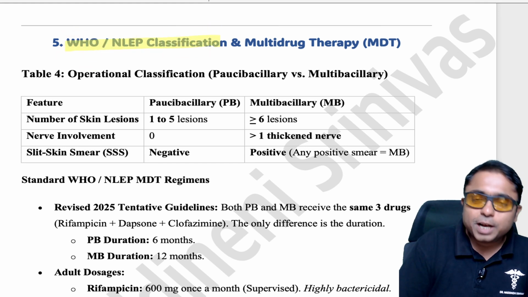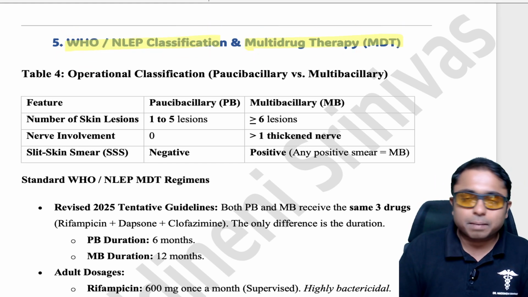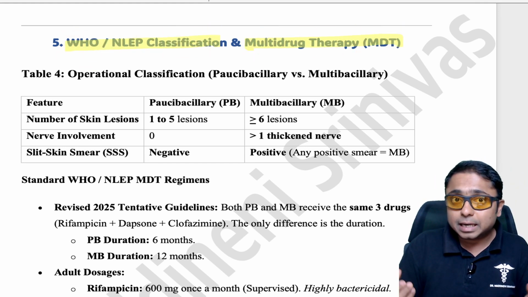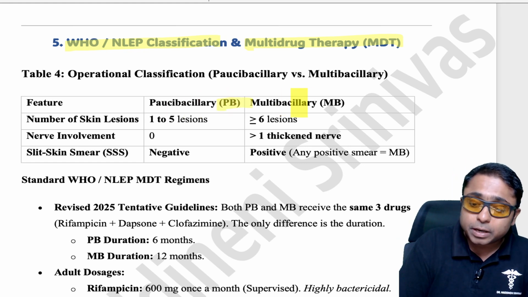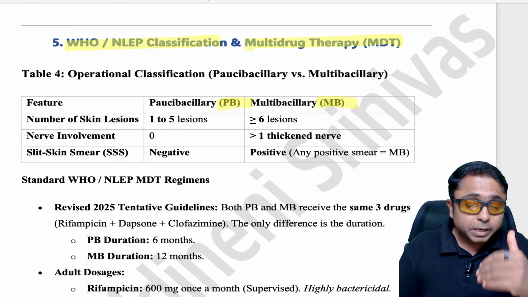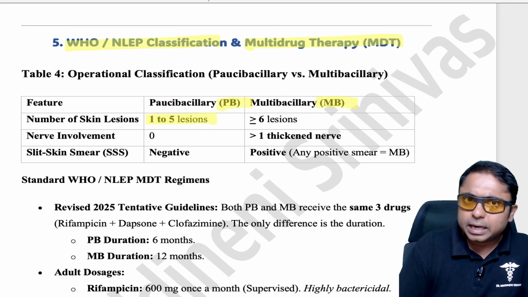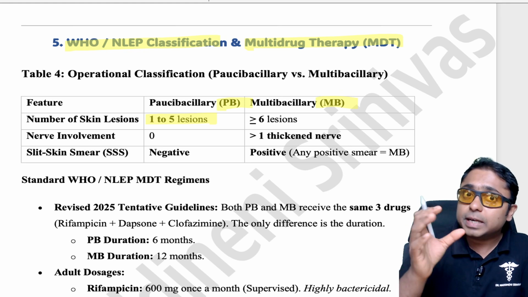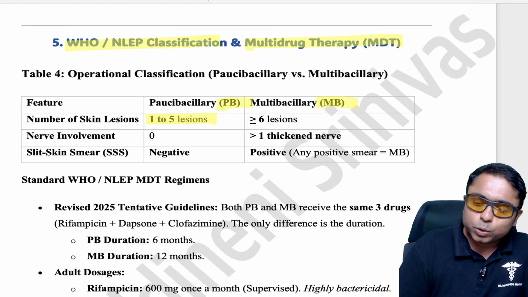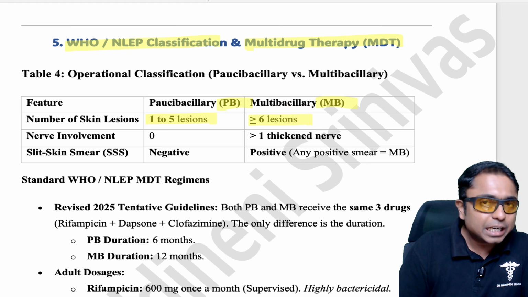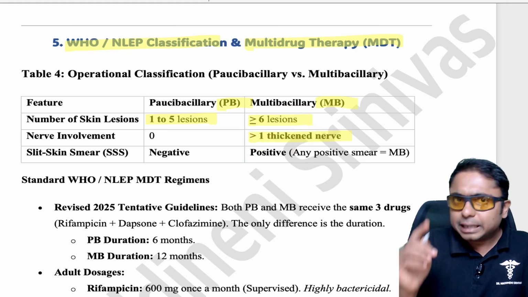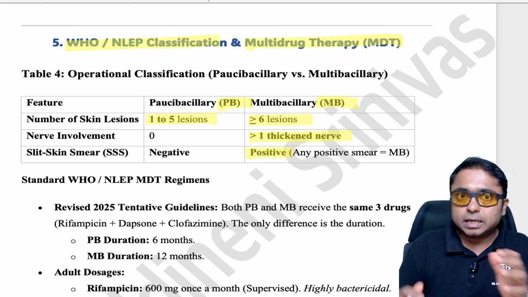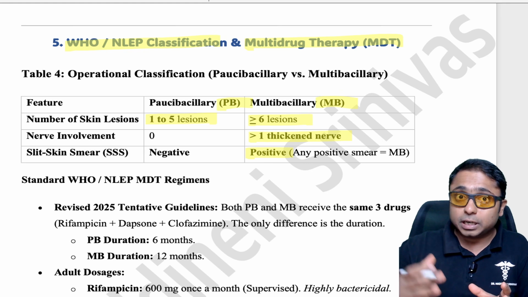World Health Organization classification, multi-drug therapy. So how are we giving this multi-drug therapy? Based upon whether they are patients of PB or MB. So those patients who have 1 to 5 lesions without any nerve involvement and without any positive SSS, we categorize them as paucibacillary. And those who have 6 or more skin lesions, or 1 thick nerve, or a positive SSS, we are going to categorize this patient as multibacillary.